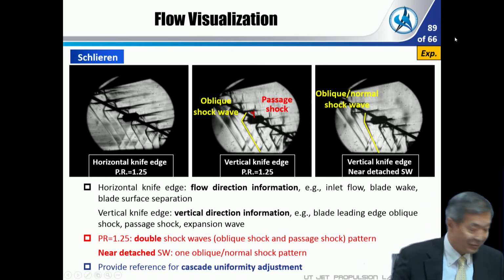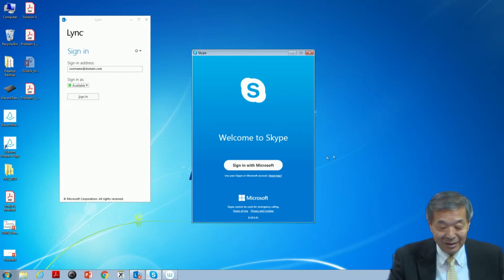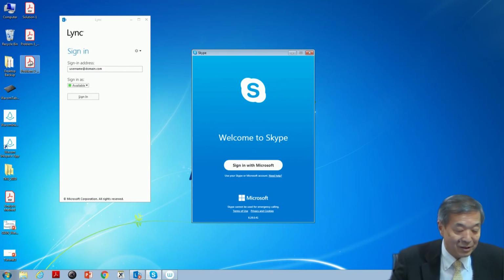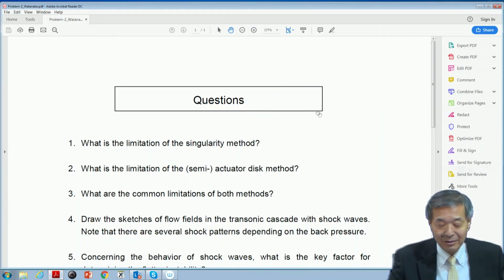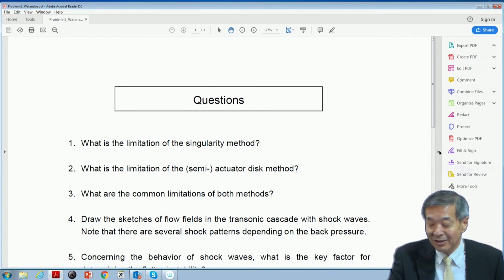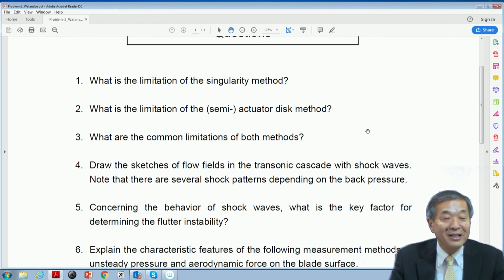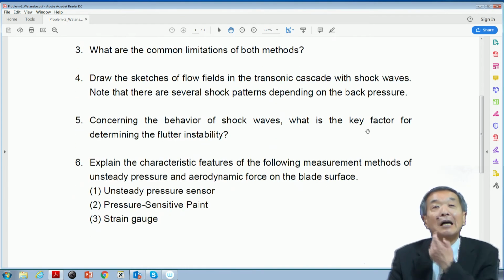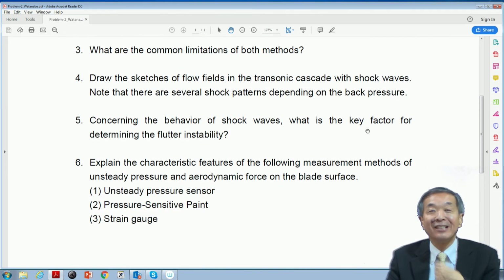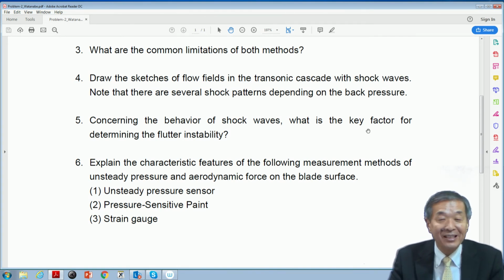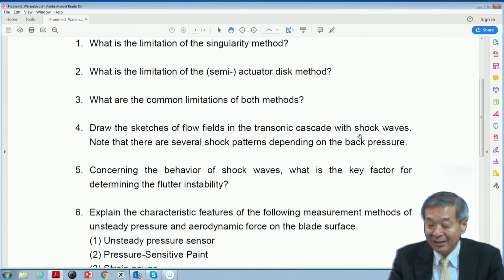And then I'd like to discuss several points written on the sheet. So please consider the answers to these questions for 15 or 20 minutes, and then I'd like to discuss the contents.